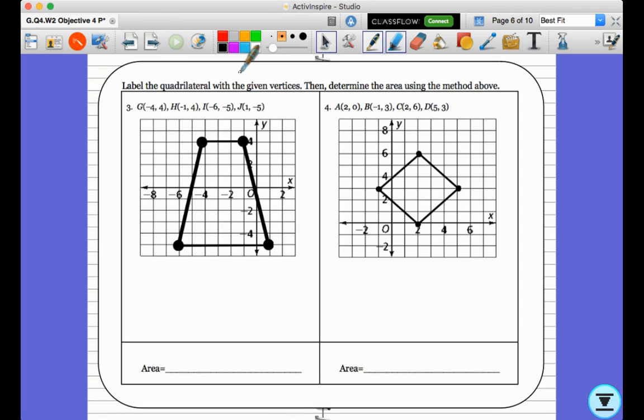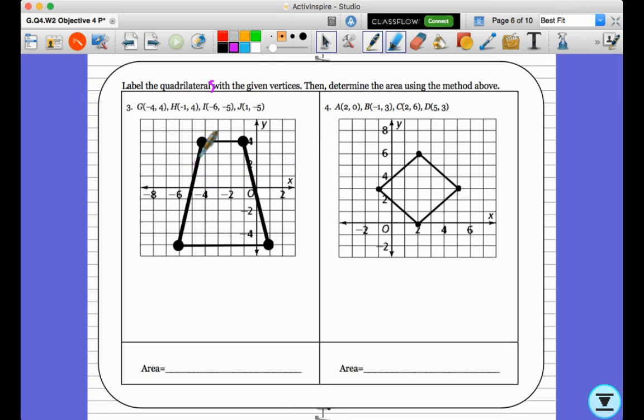I would really encourage you guys to pause the video and try these 2 on your own, and then unpause it and check your work. So label the quadrilaterals with the given vertices, then determine the area using the method above. So using that box method.